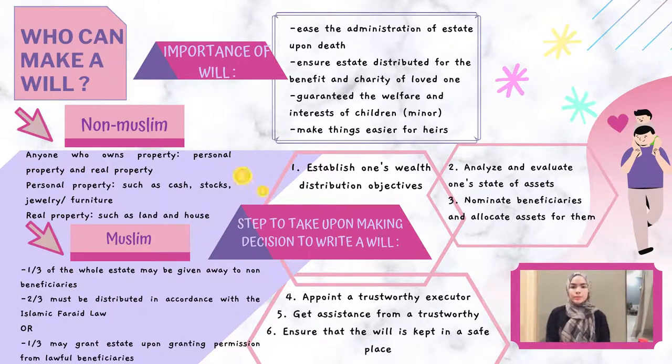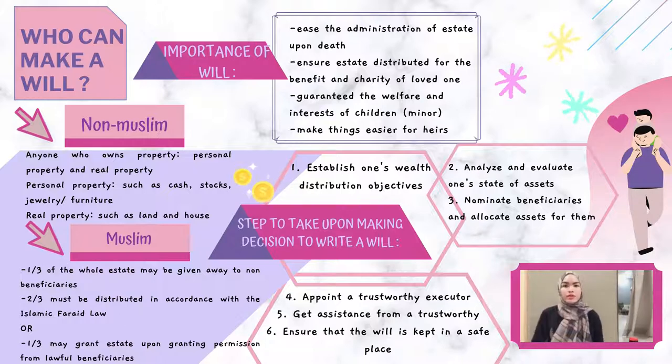Steps to take upon deciding to write a will. Firstly, establish one's wealth distribution objective. Second, analyze and evaluate one's state of assets. Three, nominate beneficiaries. Fourth, appoint a trustworthy executor. Next, get assistance from a trustworthy professional. And the last one, ensure that the will is kept in a safe place.